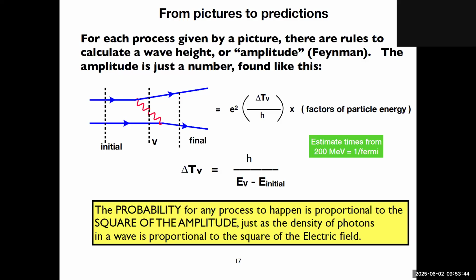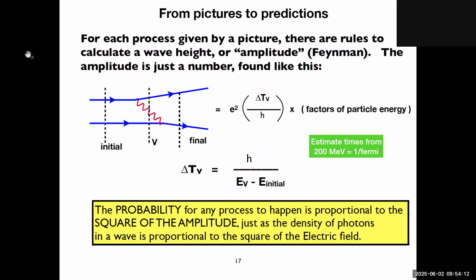Okay, but as soon as you try to calculate the darn things, beyond the simplest case, it gets very complicated very fast because there are so many different virtual states and other reasons too. So we can estimate the times by using 200 MeV as 1 over 1 Fermi. We can turn this into amplitudes in a systematic way.